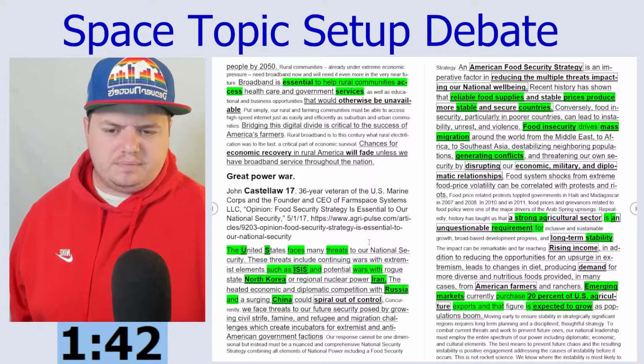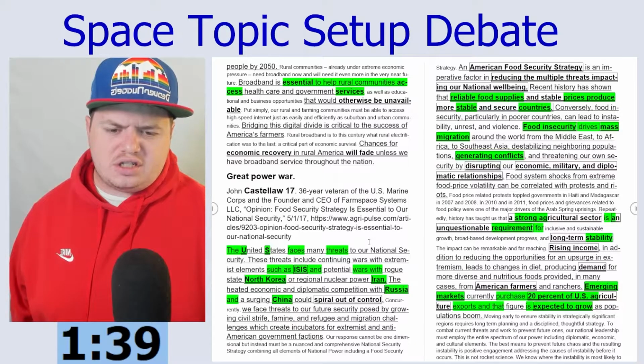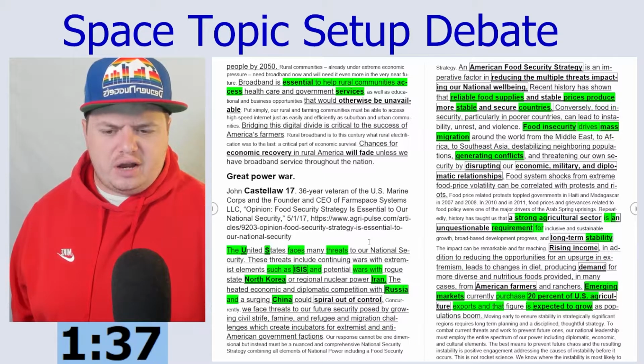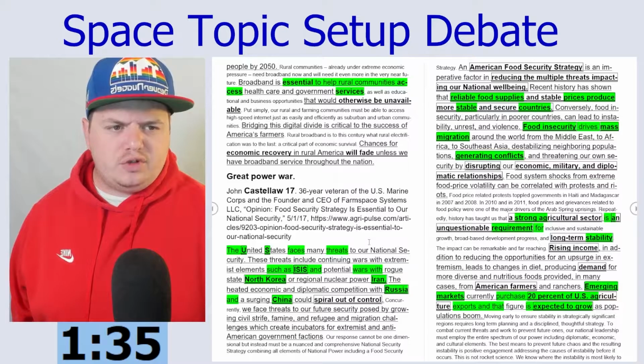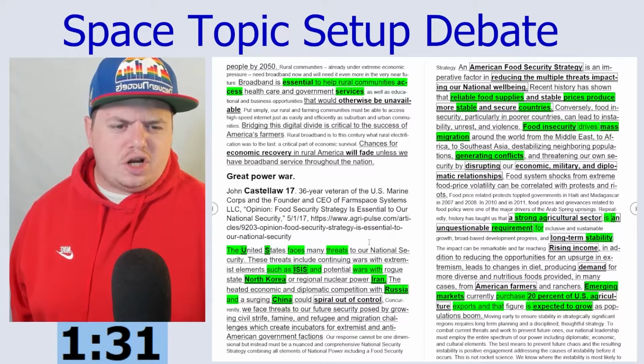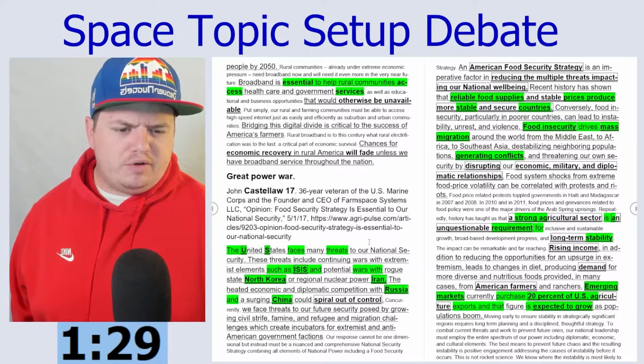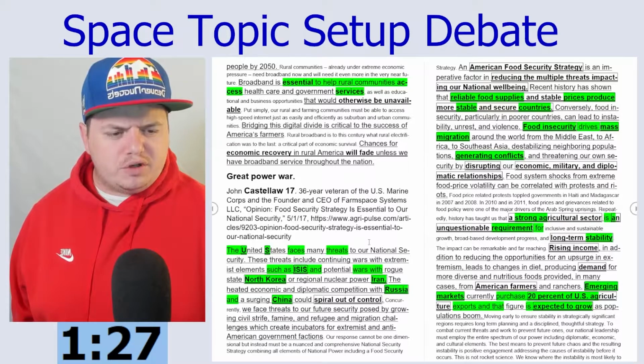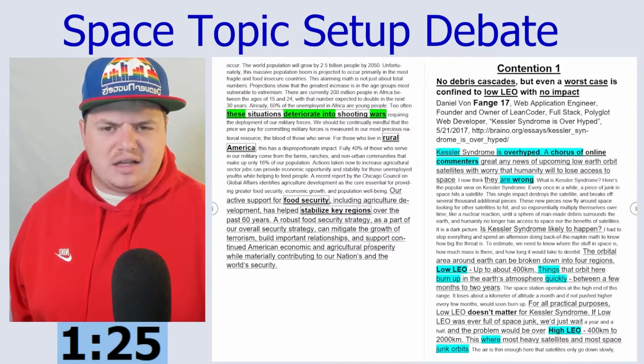Costello in '17: The U.S. faces threats such as ISIS and wars from North Korea, Iran, Russia, and China. Reliable food supplies and prices produce stable countries. Food insecurity drives mass migration, generating conflict. Strong ag is a requirement for stability. Emerging markets purchase 20% of U.S. ag exports, and that is expected to grow. These deteriorate into shooting wars.